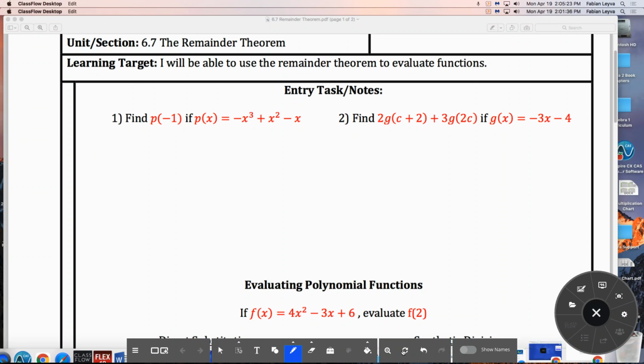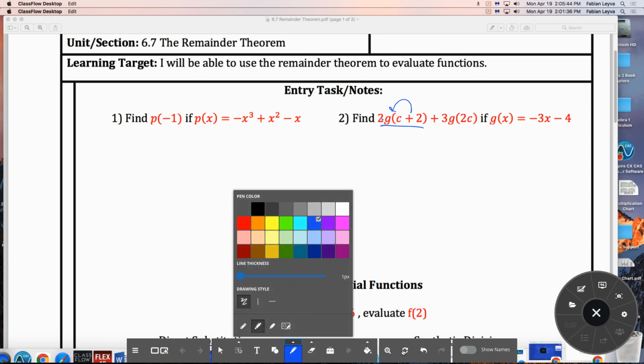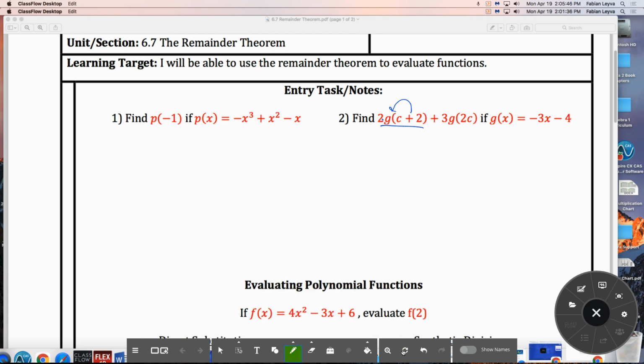Now, the most important thing is the first step, understanding what the problem is telling you to do. Notice that this reads 2 times g of c plus 2. So they're literally telling you, hey, I want you to take your g function. I want you to input a c plus 2 into the g function, simplify it, multiply it by 2, and then I want you to add it to 3 times that same g function, but with an input of 2c.